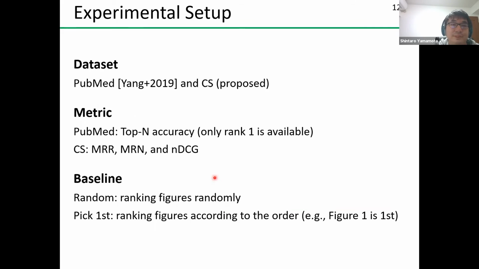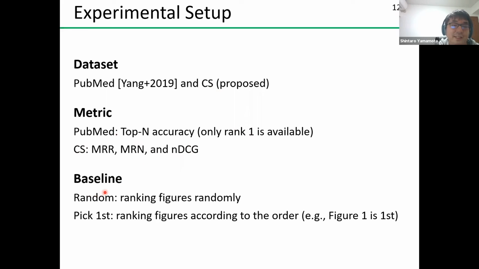Now I move to the experiment. We experimented on the PubMed dataset proposed by Yang et al. and our proposed dataset. For the PubMed dataset, we use top N accuracy because this dataset only contains rank 1 figure. On the other hand, for the proposed dataset, we use MRR, MRN, and NDCG as evaluation metrics.